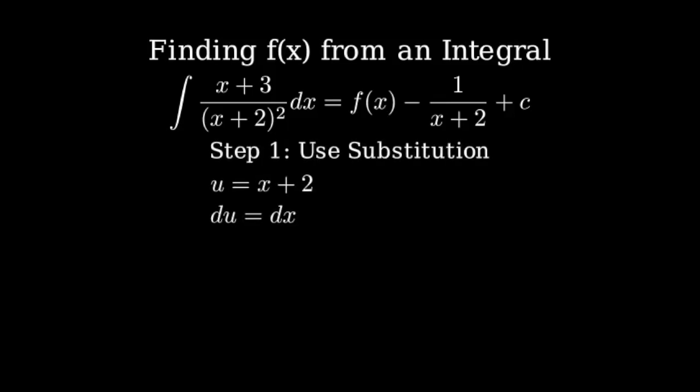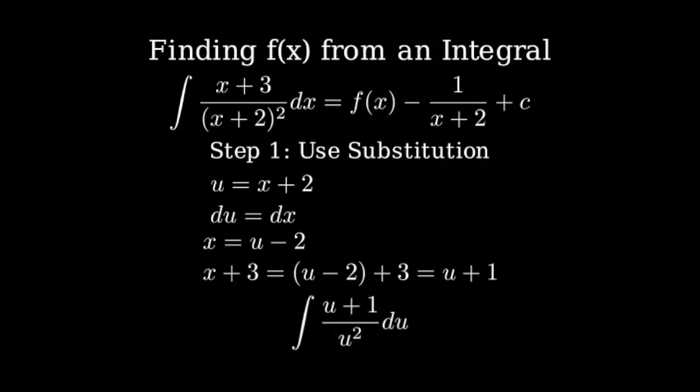First, let u equal x + 2, then du equals dx. When we make the substitution, x becomes u minus 2, so x + 3 becomes u + 1. Our integral becomes the integral of (u + 1) divided by u squared du.